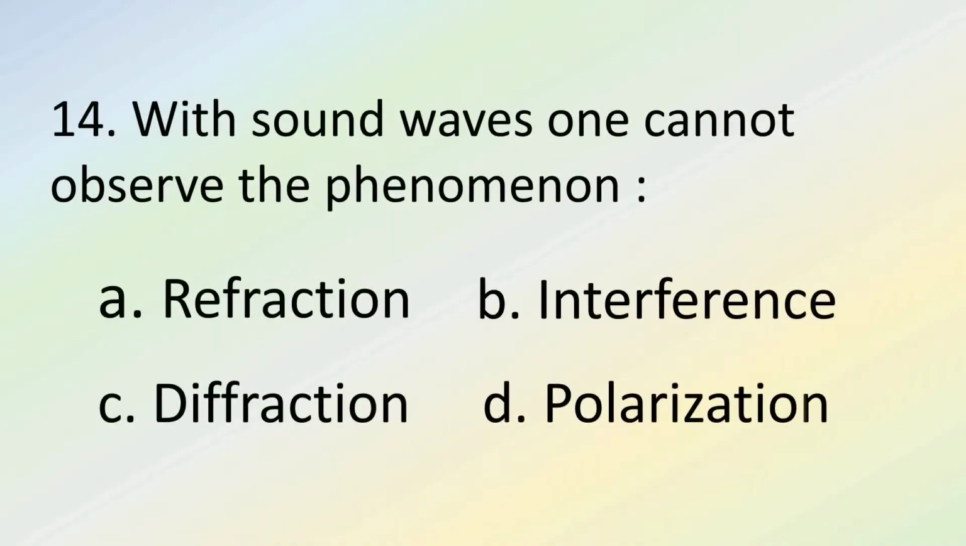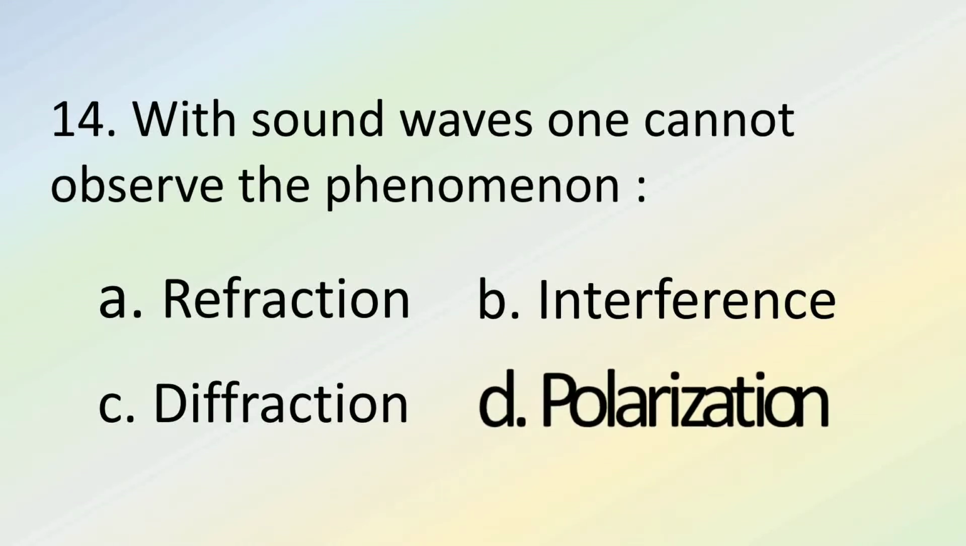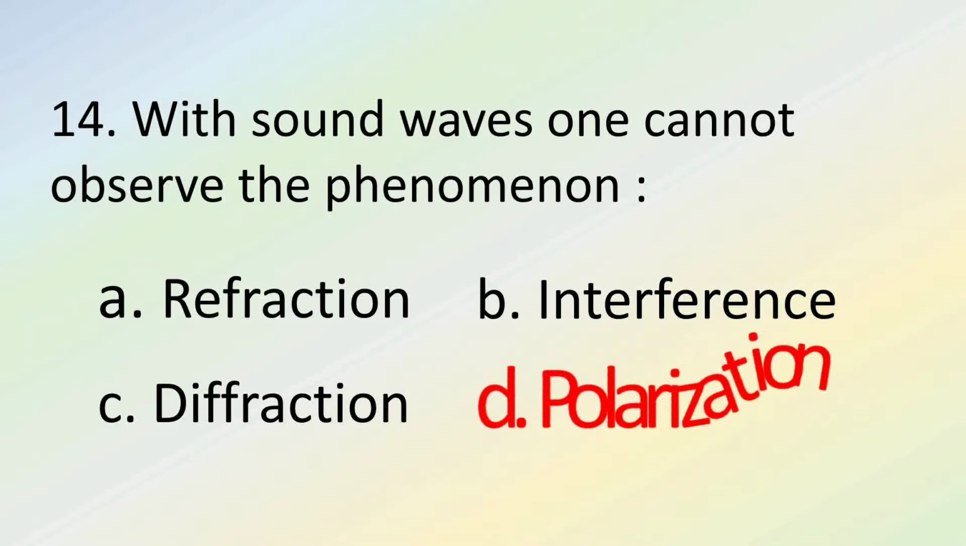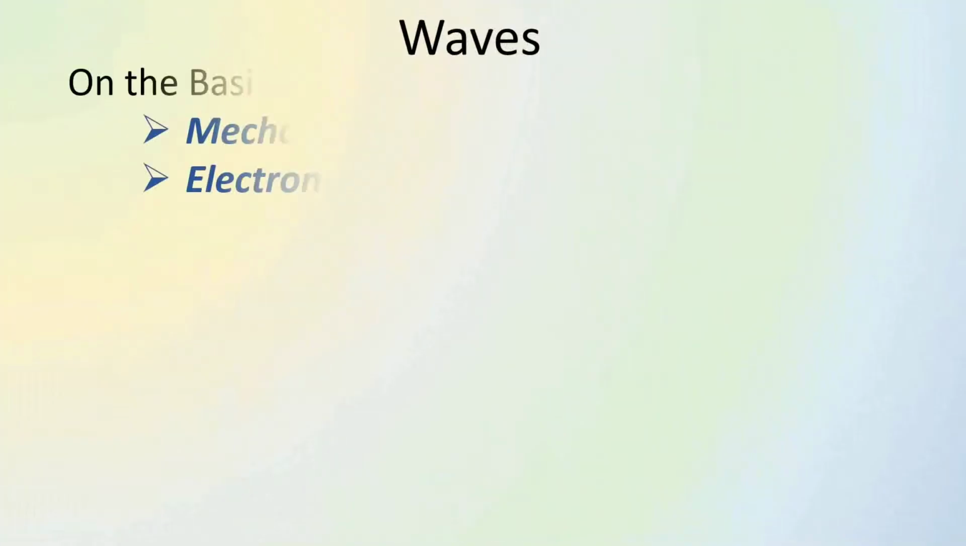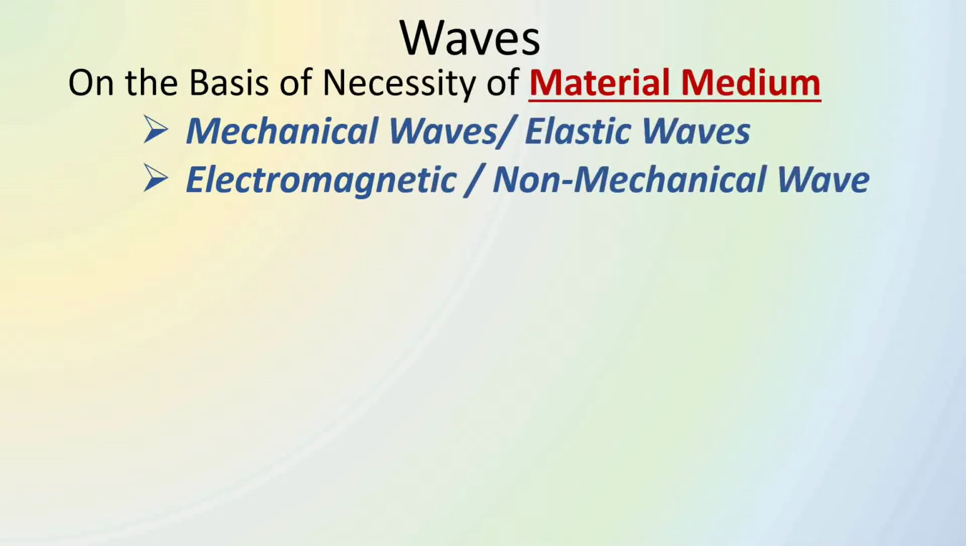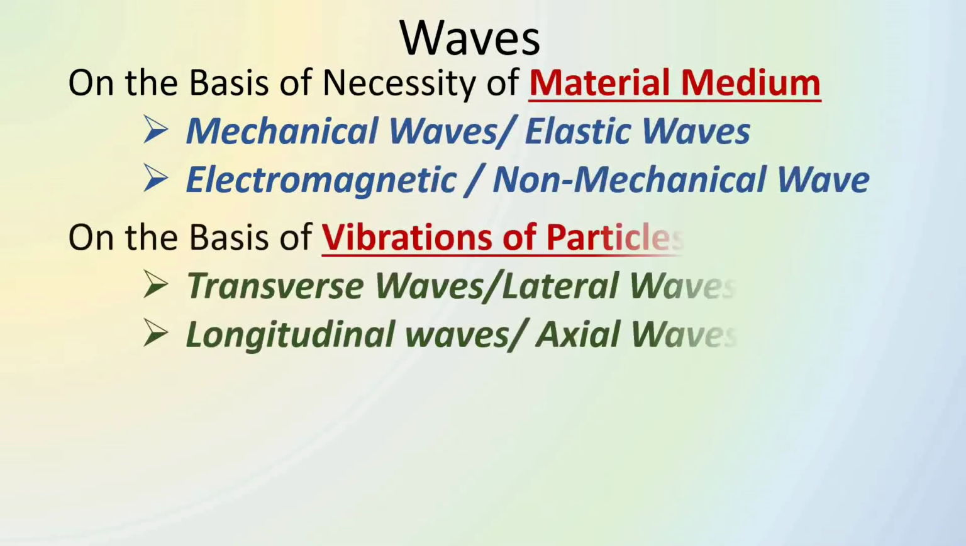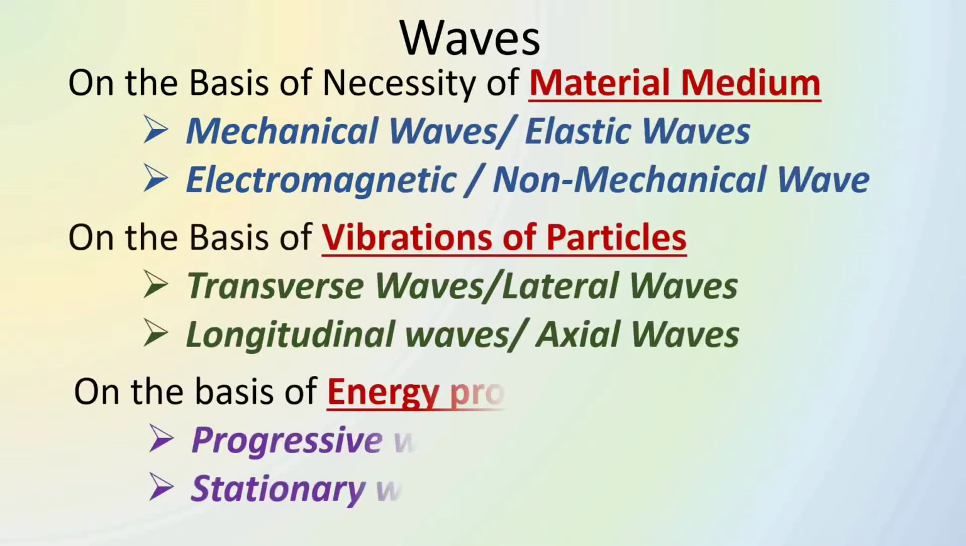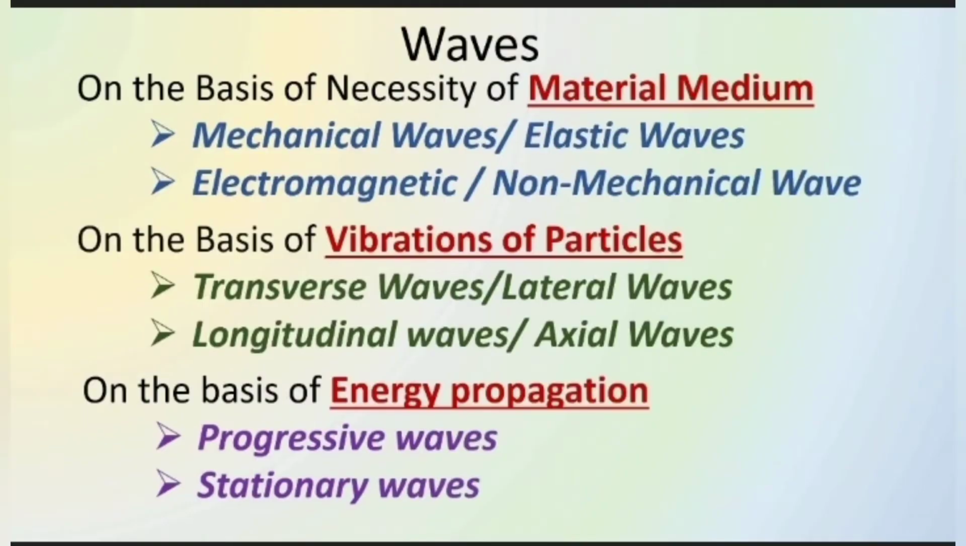With sound waves, one cannot observe the phenomena of polarization because sound waves are longitudinal, whereas polarization is the characteristic of transverse waves. Basically, on the basis of necessity of material medium, waves can be either mechanical or electromagnetic. On the basis of vibration of particles, waves can be either transverse or longitudinal. And on the basis of energy propagation, waves can be either progressive or stationary.